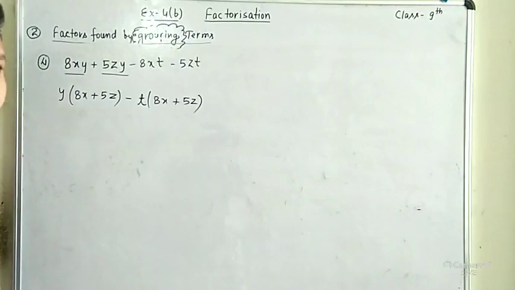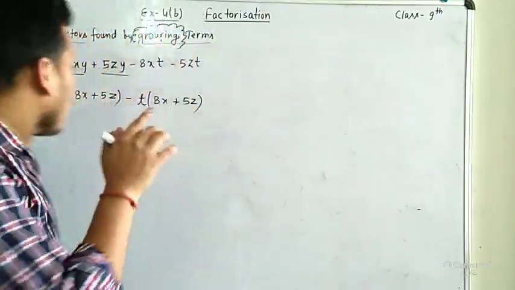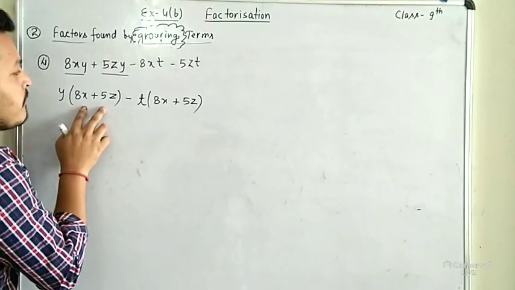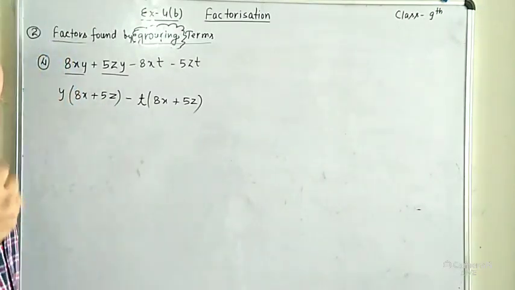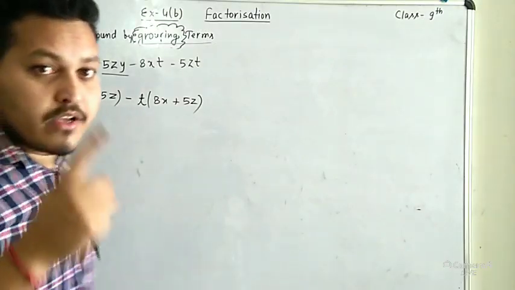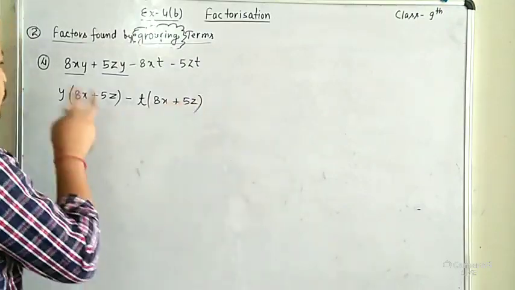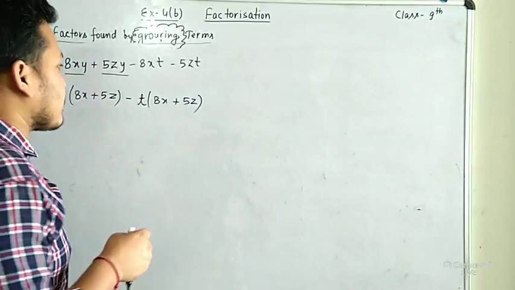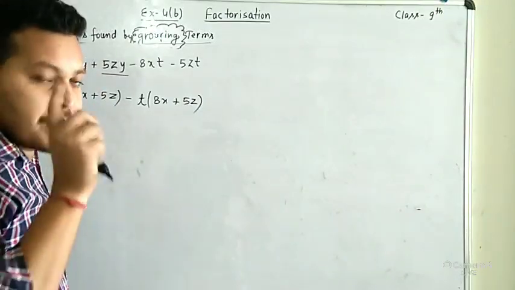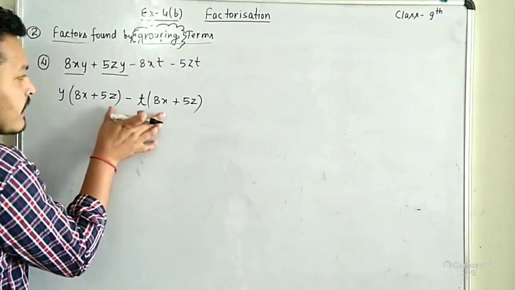When you are making the groups, please remember this thing. The expression inside the first bracket and the expression inside the second bracket will be the same. Then we will take that bracket as common. If you grouped and something different is coming in each bracket, then that is not a correct factorization and not a complete solution. Remember this thing: this bracket and this bracket will be the same.